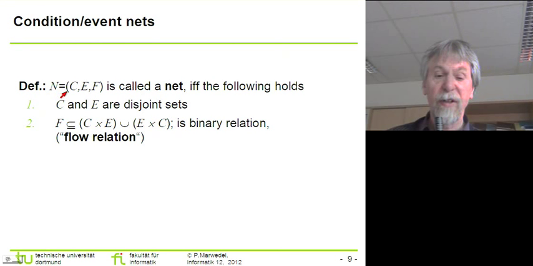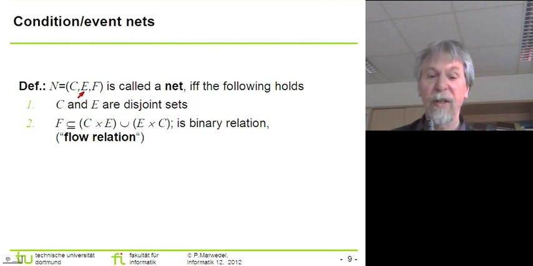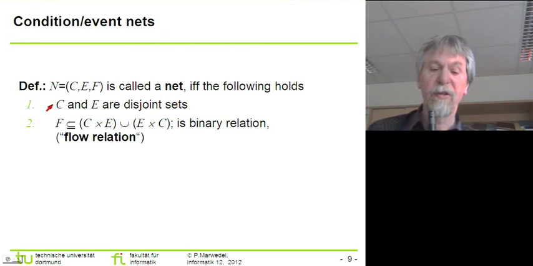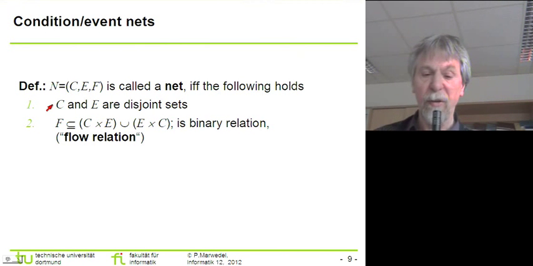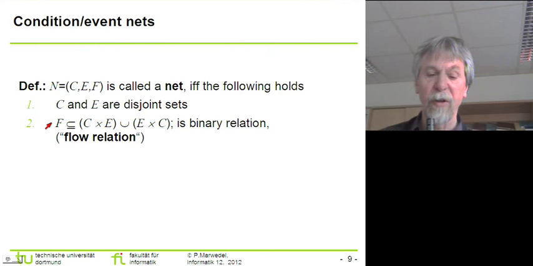A net is a triple comprising C, that is the set of conditions, E, that is the set of events, and F, that is the flow relation. So for these three elements of the tuple, we require C and E to be disjoint sets. That's how we have used them so far. And furthermore, the component F of this tuple is the so-called flow relation.